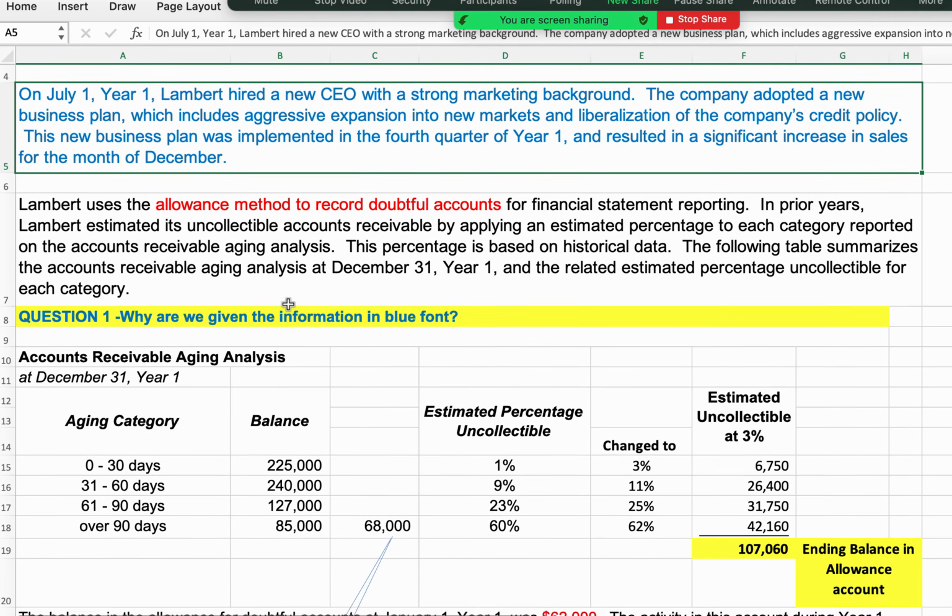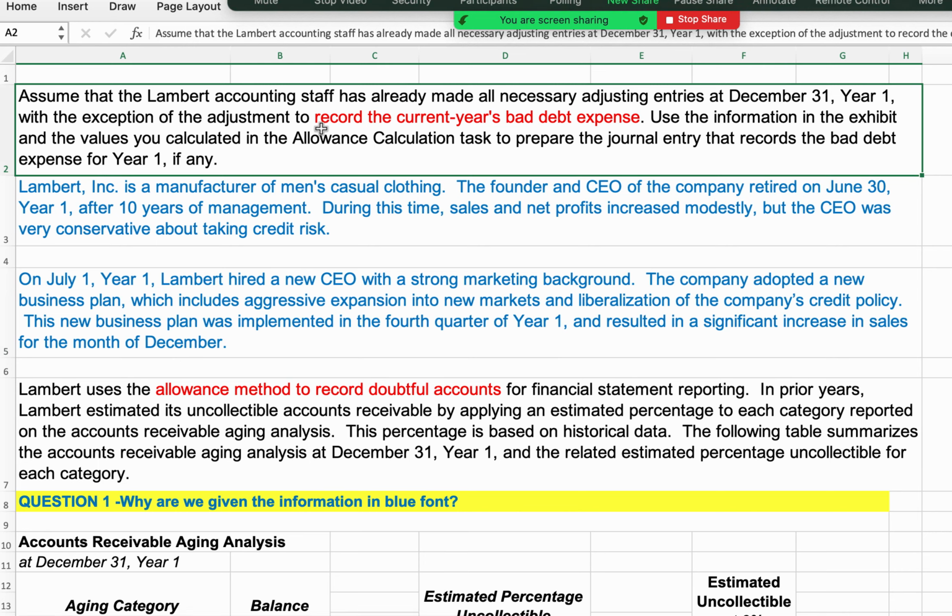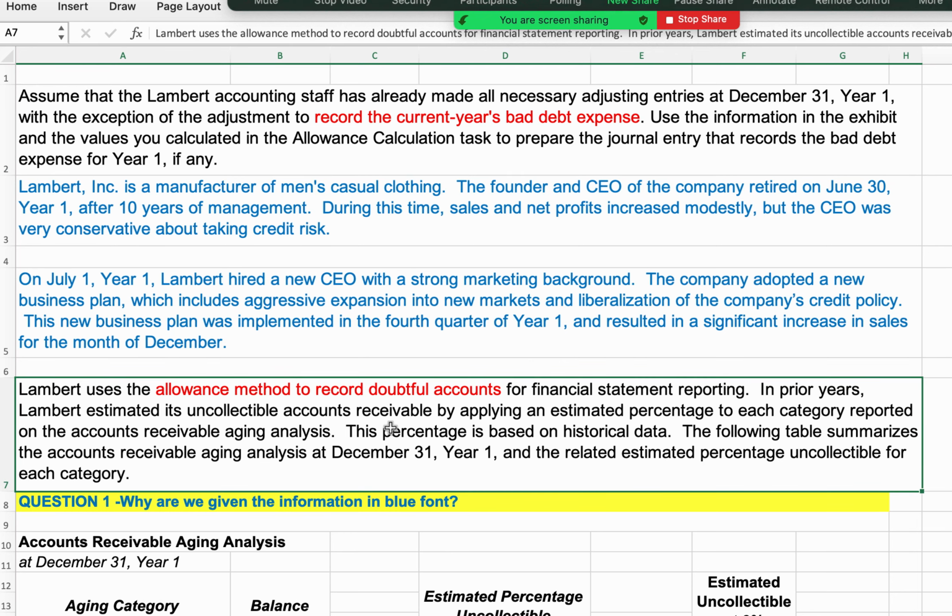Now, coming down here, we do need to know this information, right? We know that all necessary adjusting entries, or year-end adjusting entries, have been made, except the one to record bad debt expense. We know that there are two methods to record bad debt expense, right? Well, yes, there's more than two, actually. You can do a direct write-off, which isn't GAAP, so we're not going to use that method. The other method is to use an allowance account. The allowance is either going to be as a percentage of accounts receivable or as a percentage of sales.